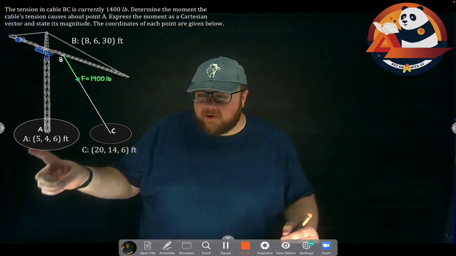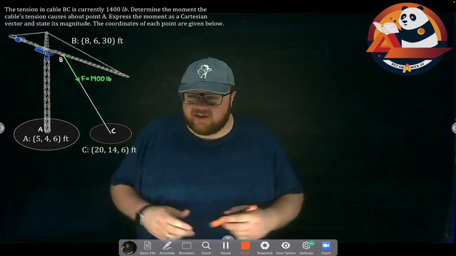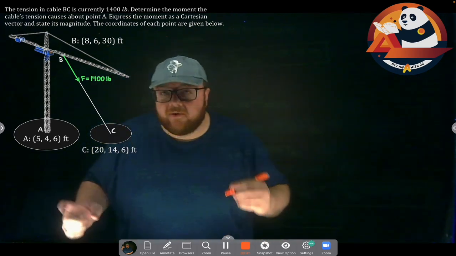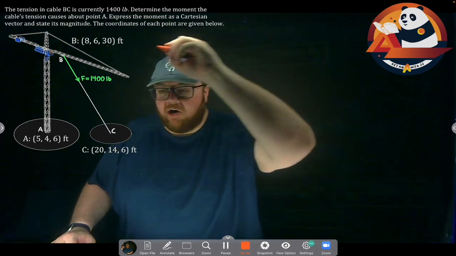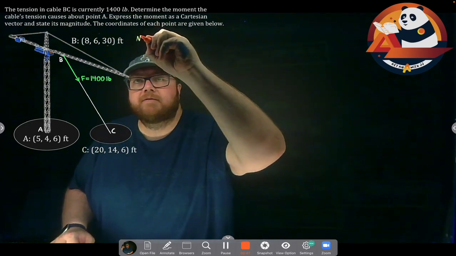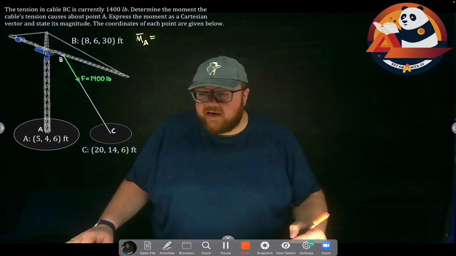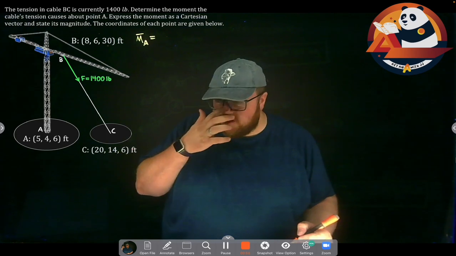And then we're given the coordinates for everything, for A, B, and C. So if we're looking for moment, we should know we're dealing with MA in here. My moment, MA, as a vector is going to need a force vector and a position vector. I'm going to tackle this with a cross product.